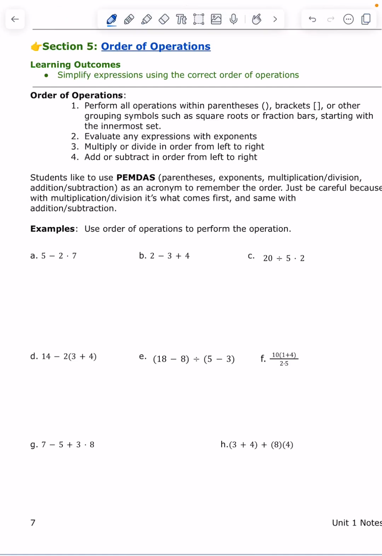All right, welcome to your Unit 1, Section 5, Order of Operations. So here's where it starts to get interesting.